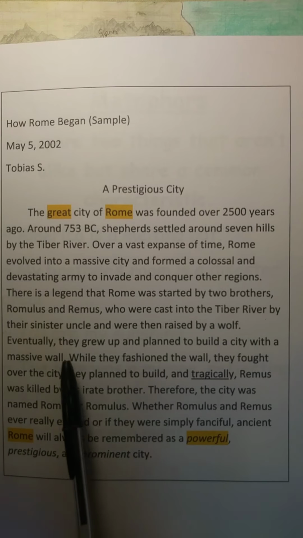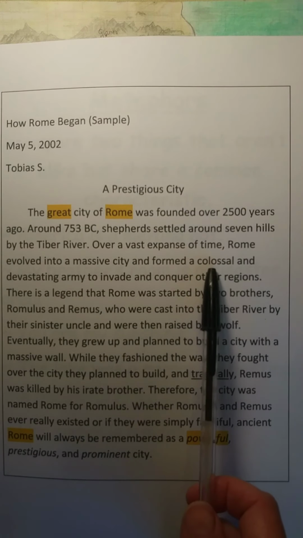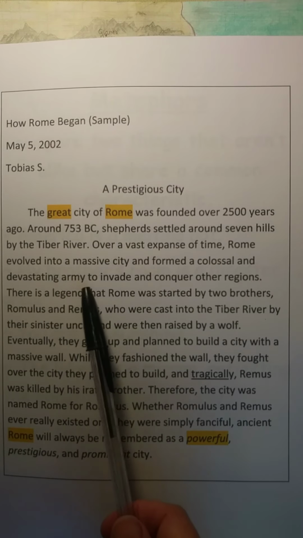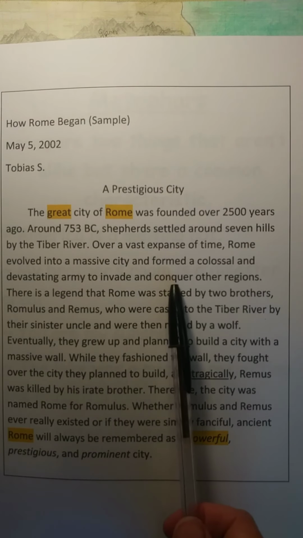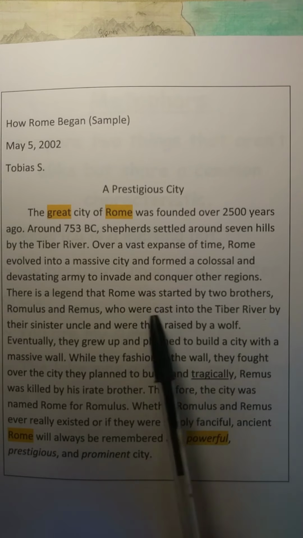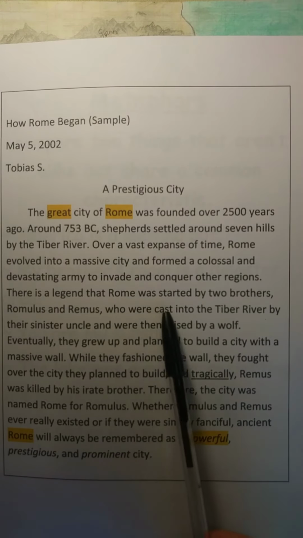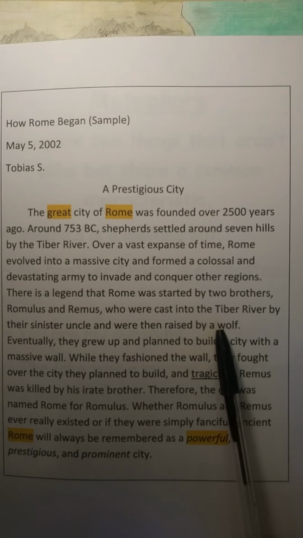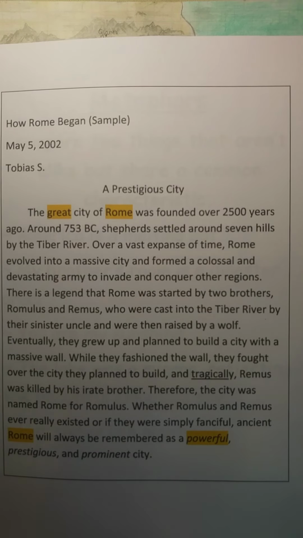We have colossal, devastating. Okay, those are 2 very good adjectives. Invade and conquer are 2 strong verbs. Romulus and Remus, who, there's your who-which clause, who were cast into the Tiber River by their sinister uncle and raised by a wolf. And notice he didn't mention the shepherds, and that's okay, that he just chose to include the wolf raising the boys and didn't mention the shepherds, so that's fine. You can make this the way you want it to be.